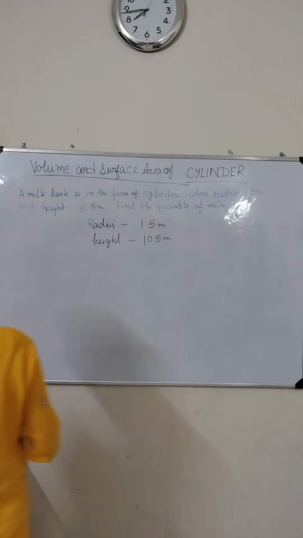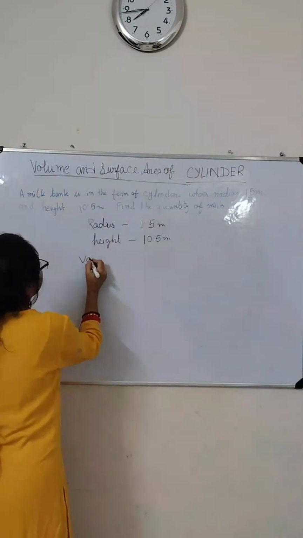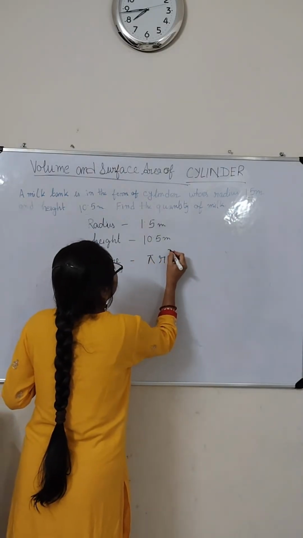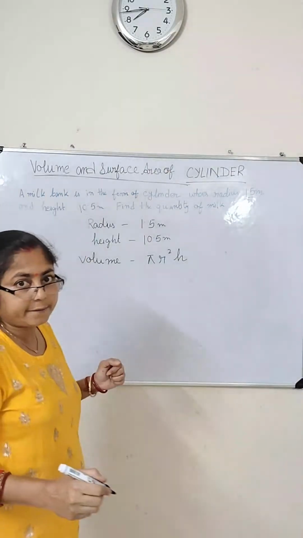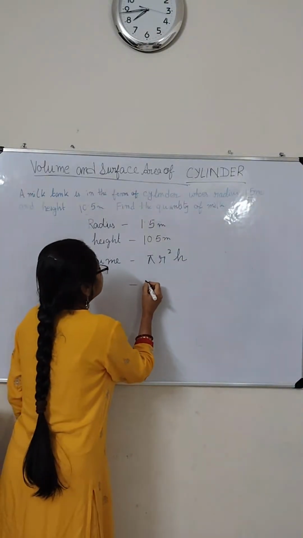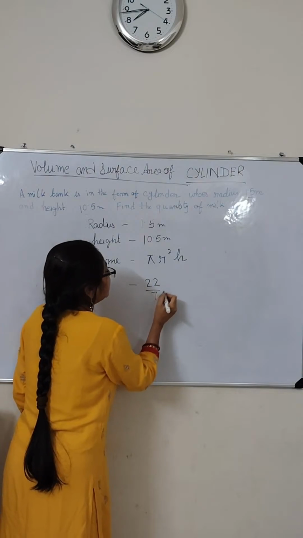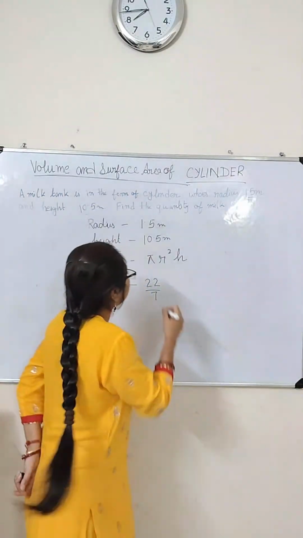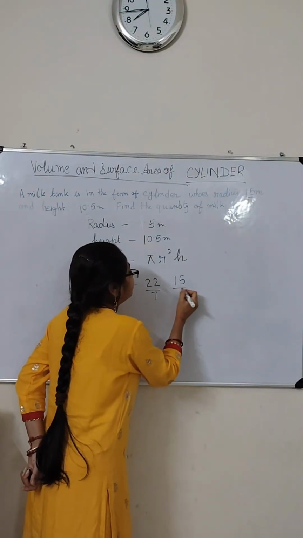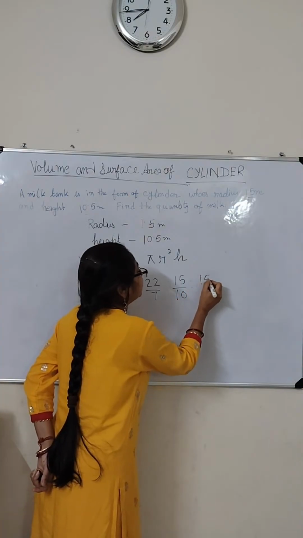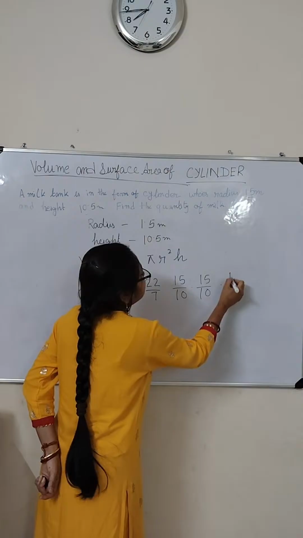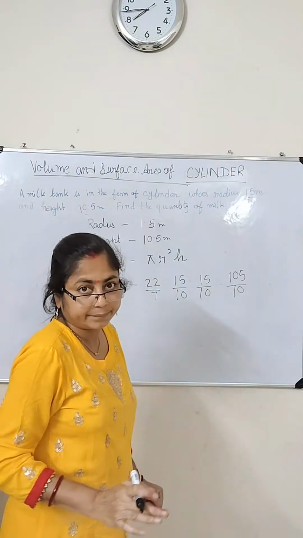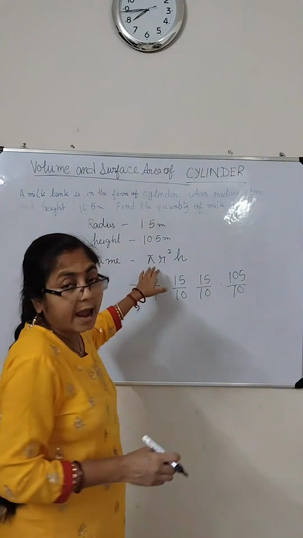So what's the formula of the volume? Volume means πr²h. Okay, π, now you put the value 22 by 7. And r means 1.5. There is a decimal. I remove the decimal, so I can write 15 by 10 into 15 by 10 into h, which is 105 by 10. First clear this line. Put the value of π.